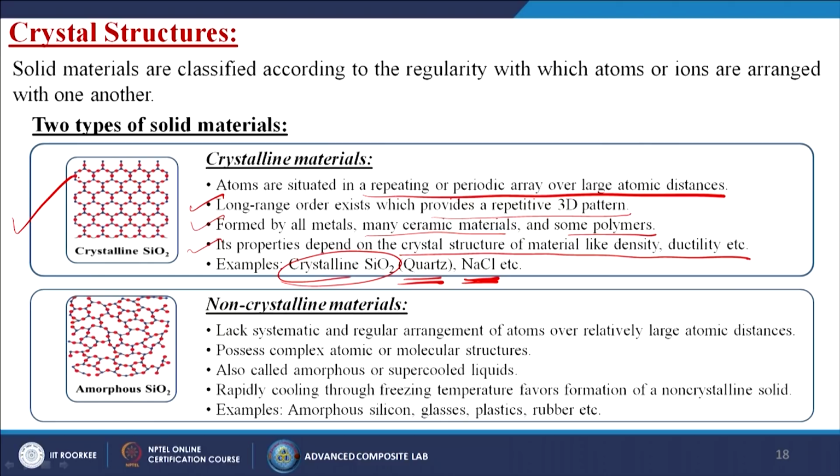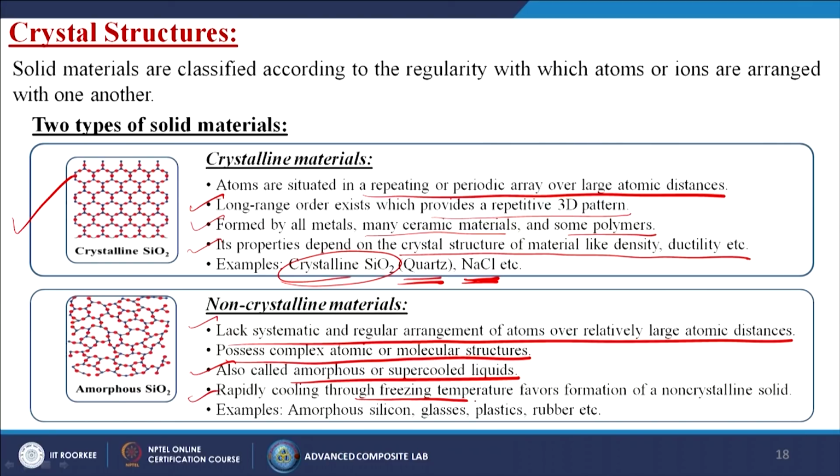Then we are going to discuss non-crystalline materials. They lack a systematic and regular arrangement of atoms over relatively large atomic distances, and possess complex atomic or molecular structures. They are also called amorphous or supercooled liquids. Rapidly cooling through the freezing temperature favors the formation of non-crystalline solids. Examples: amorphous silicon, glasses, plastics, rubber, etc.